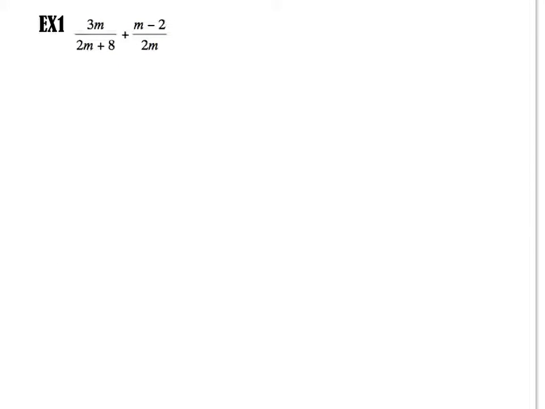Alright, so in example 1, I have 3m over 2m plus 8, plus m minus 2 over 2m. In order to add or subtract these, I would need a common denominator. Right now, I have 2m plus 8 and I have 2m, so they're not a common denominator. I can't just put plus 8 on the end because that would change the value of this fraction. The only way I can change things is by multiplying or dividing. So the first question I'm going to ask myself is, can I factor any of the denominators? This denominator is a monomial, so that's as simple as it goes. But when I look at 2m plus 8, I can factor that.